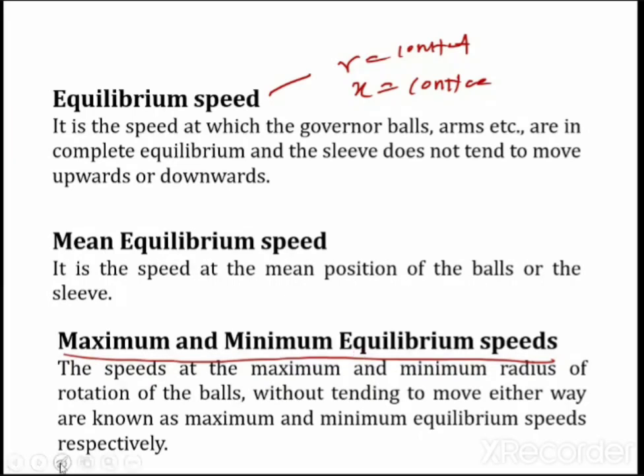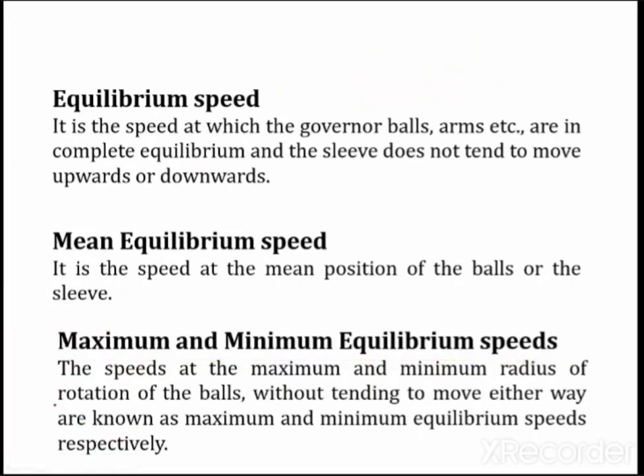Now that is also the question. See, these three terms are slightly confusing. They pretend to be similar, but they are not similar. That is why I am trying to explain to you from the heart, right? So the speeds at the maximum and minimum radius of rotation of the ball without tending to move either way are known as maximum and minimum equilibrium speeds.